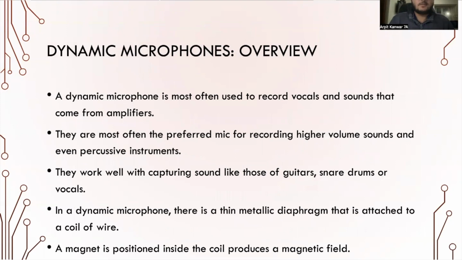Coming to dynamic microphones. A dynamic microphone is most often used to record vocals and sounds that come from amplifiers. They are most often the preferred mic for recording higher volume sounds and even percussive instruments. They work well with capturing sound like those of guitars, snare drums, or vocals. In a dynamic microphone, there is a thin metallic diaphragm that is attached to a coil of wire. A magnet is positioned inside the coil, which produces a magnetic field.